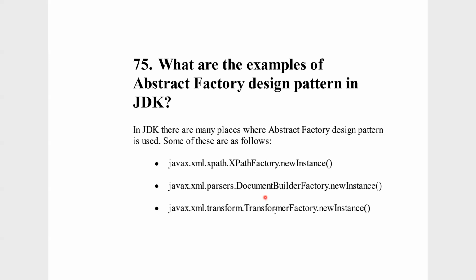So what are the examples in JDK right now? We have XPathFactory.newInstance, we have the XML parser DocumentBuilderFactory.newInstance, and we have TransformerFactory.newInstance. These three are there. You don't need to remember them. If something comes into your mind, you can always give that in an answer, and it can give you a well solid explanation point when you are describing the abstract factory design pattern. XPathFactory, DocumentBuilderFactory, and TransformerFactory.